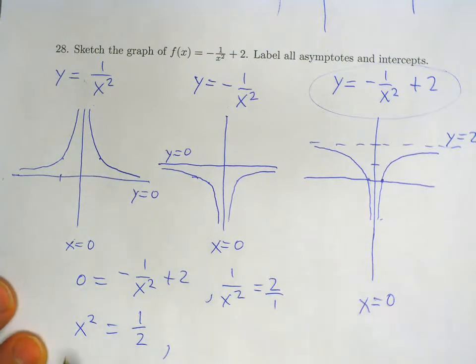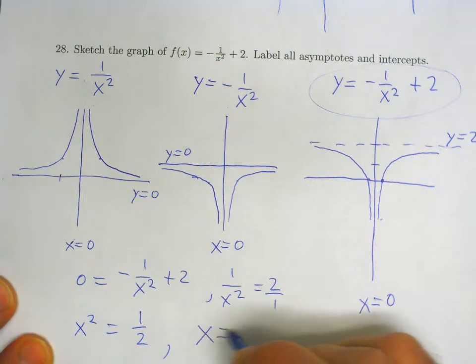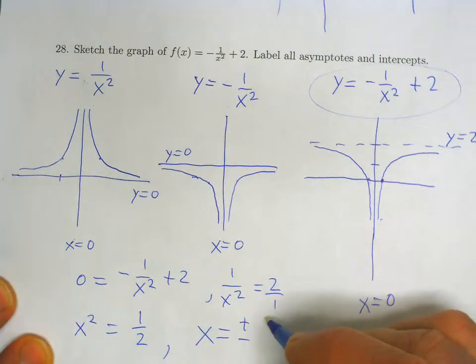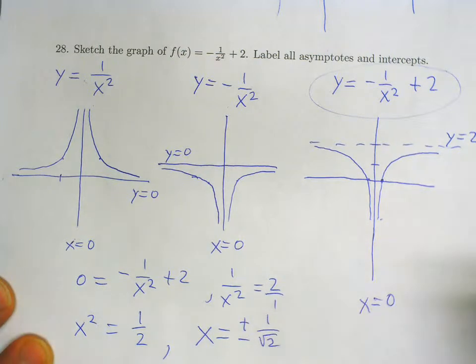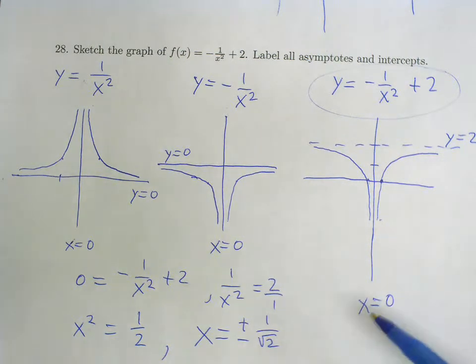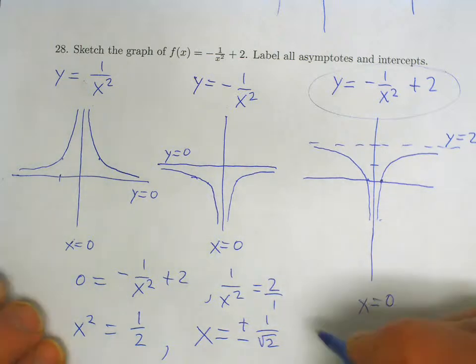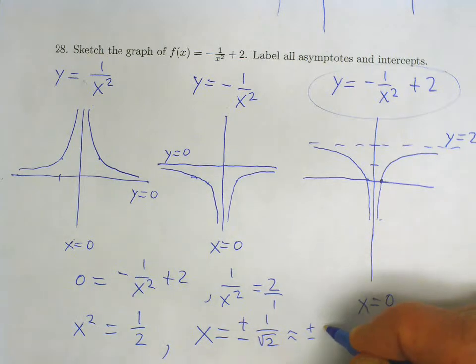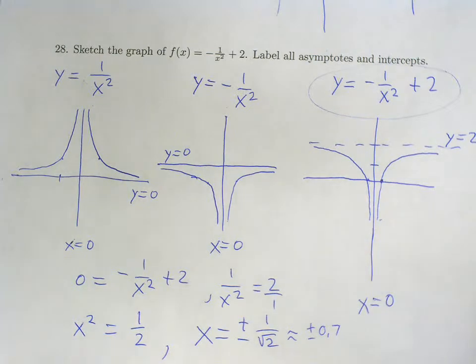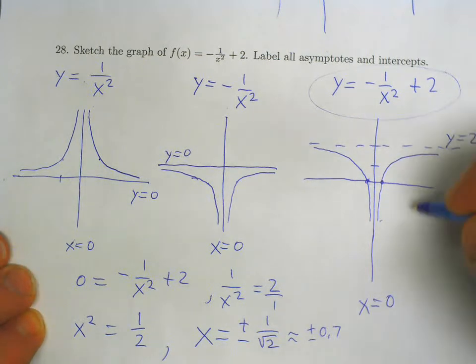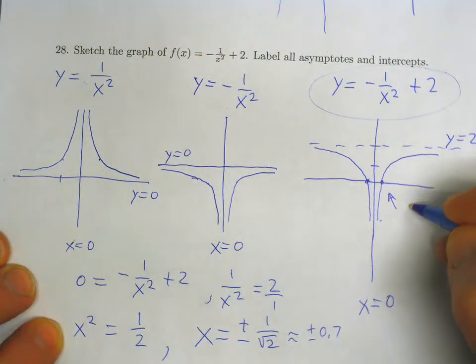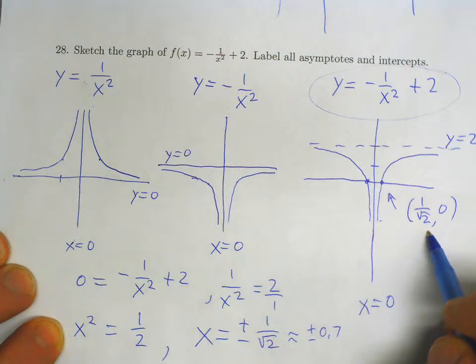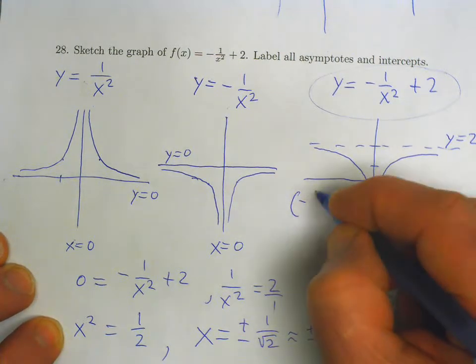And so when I solve this using the square root property, x equals positive and negative square root of 1/2, or 1 over the square root of 2. Or you could write this as the square root of 2 over 2, which is approximately positive and negative 0.7, close enough. So anyway, the positive x value, you can write it as the ordered pair 1 over the square root of 2, 0, and then the other x-intercept is negative 1 over the square root of 2, 0.